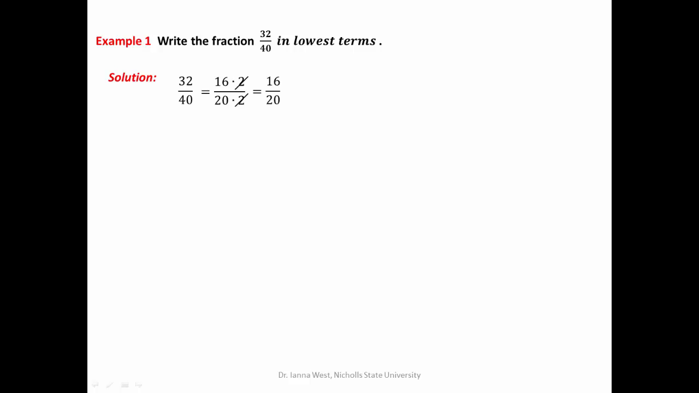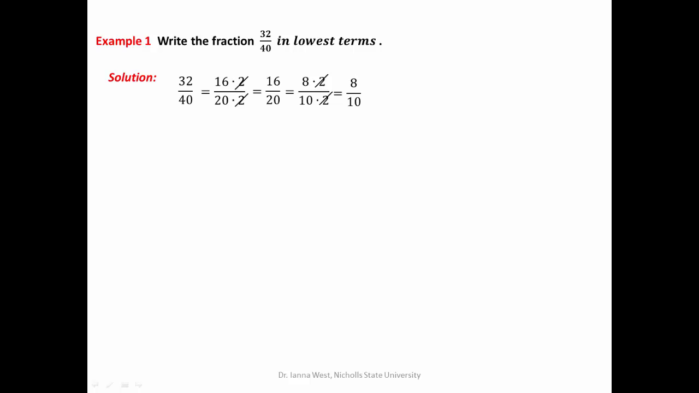16 and 20 are both even numbers. Therefore, they are divisible by 2. When we divide 2 into 16, we get 8, and when we divide 2 into 20, we get 10. Again, we can cancel the 2's, leaving us with 8 over 10.